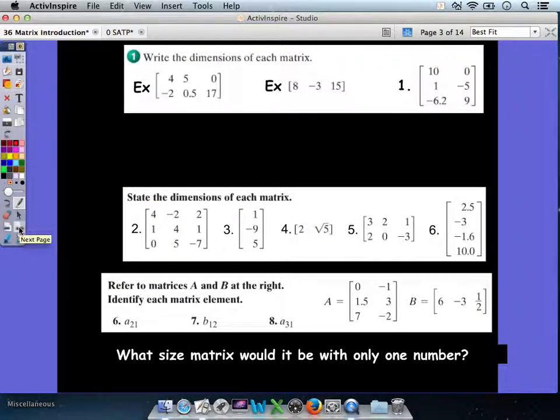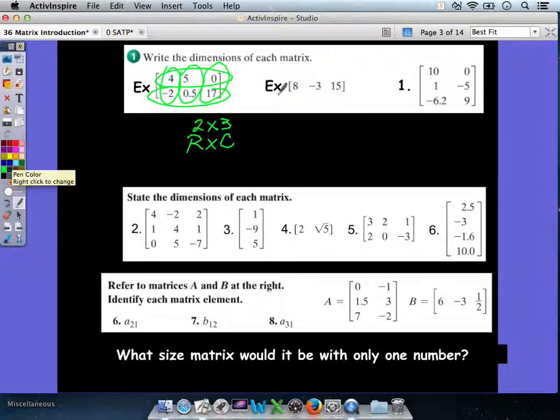Just a little more practice on this. In this first example, I have 2 rows, and then I have 1, 2, 3 columns. So this is 2 rows by 3 columns, a row by column, 2 by 3 matrix. In example 2, we have 1 row, and then I have 3 columns. There's my 1, 2, 3 columns. This is a 1 by 3, and because it only has 1 row, it is considered a row matrix.